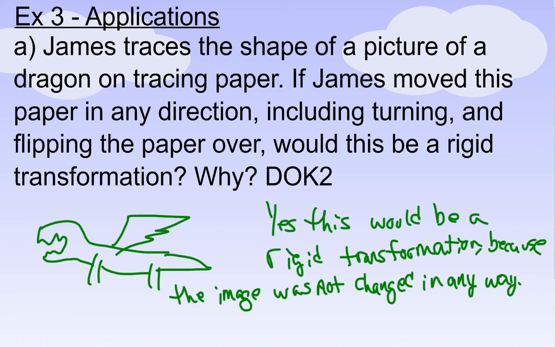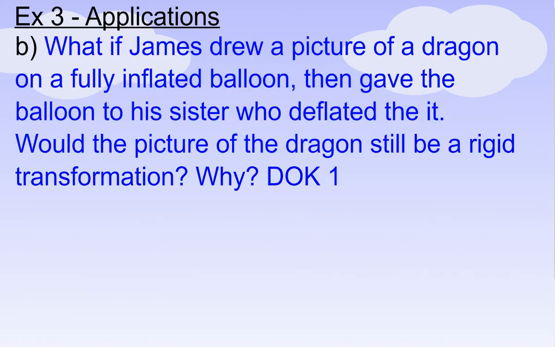Okay, so let's check out example 3b. What if James drew a picture of a dragon on a fully inflated balloon, then gave the balloon to his sister, who deflated it? Would the picture of the dragon still be a rigid transformation? Why or why not? Go ahead, pause the video, and try this one on your own. When you're ready to continue, hit play, and we'll go through it together.